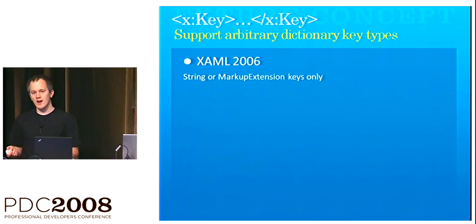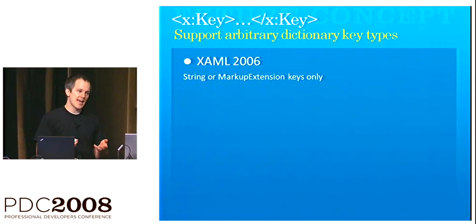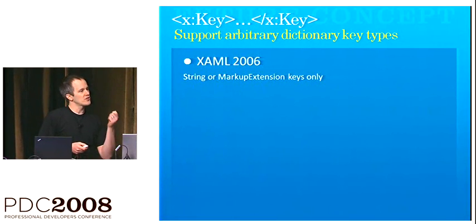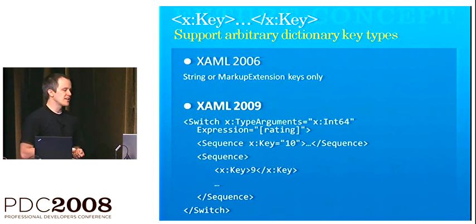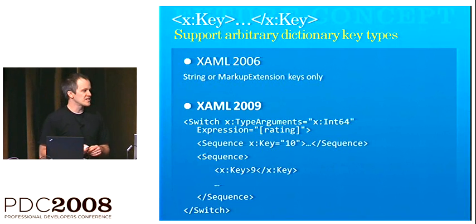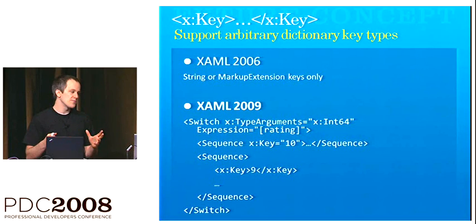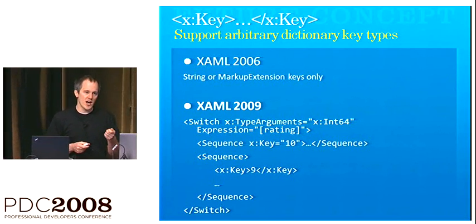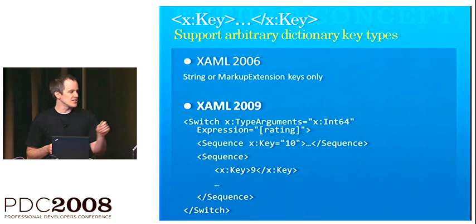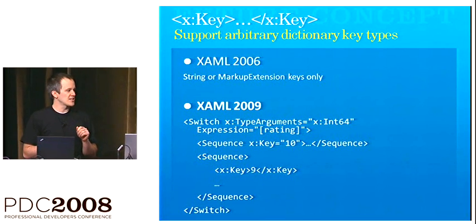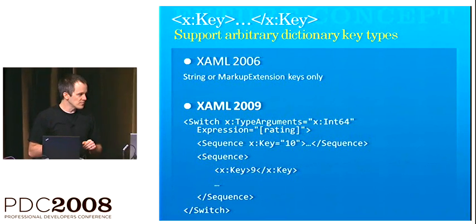We will support arbitrary dictionary key types. Today, your dictionary keys pretty much have to be either a string or a markup extension. In XAML 2009, it can be whatever you want, an arbitrary type. Here in this example, this is a Switch activity from Windows Workflow. This is representing a switch statement. The value that I'm switching on is specified, again, using an expression. The value is this RatingValue, and I can tell that it's an integer because the x:TypeArguments attribute is saying so.